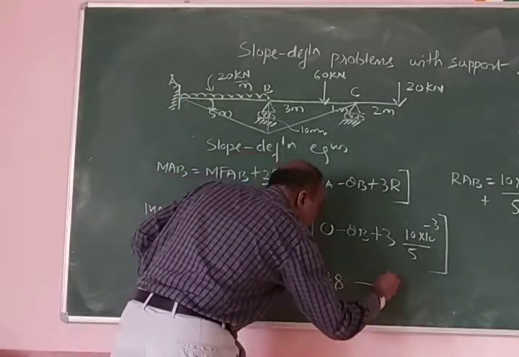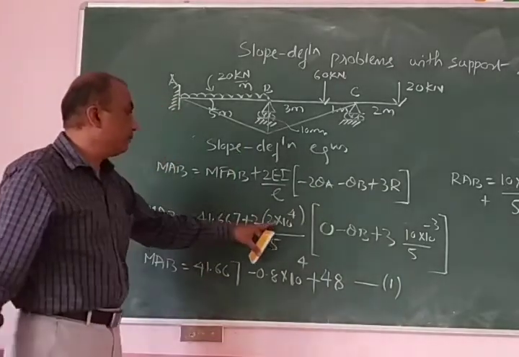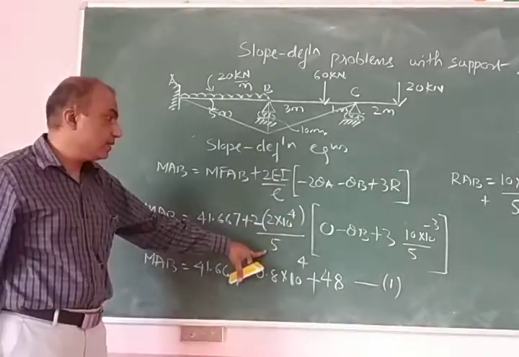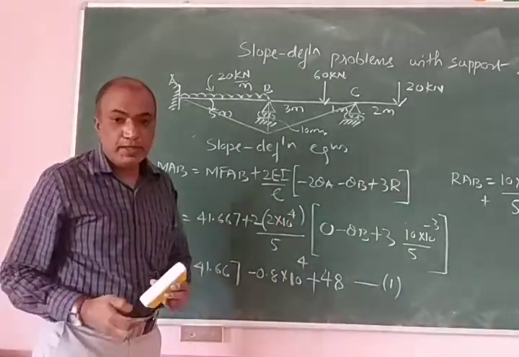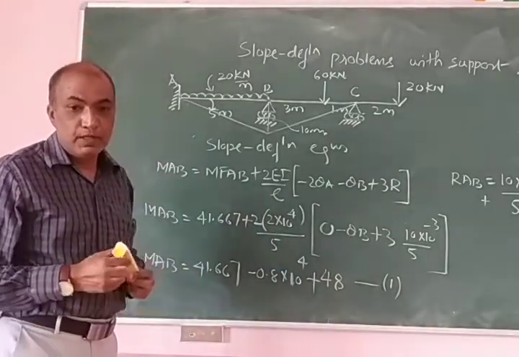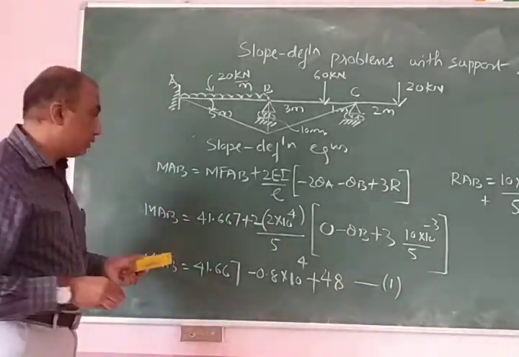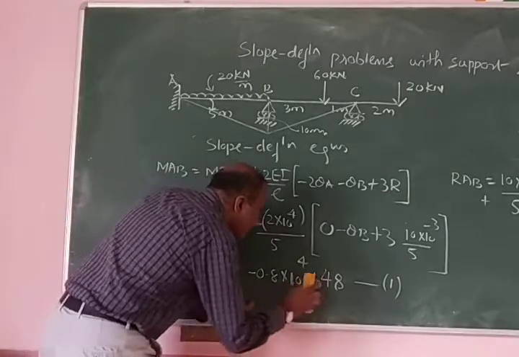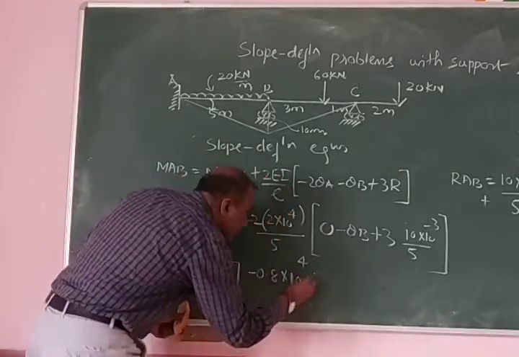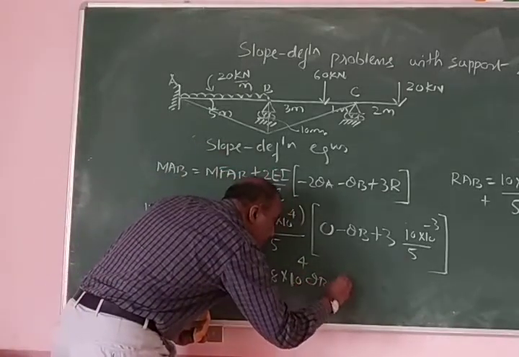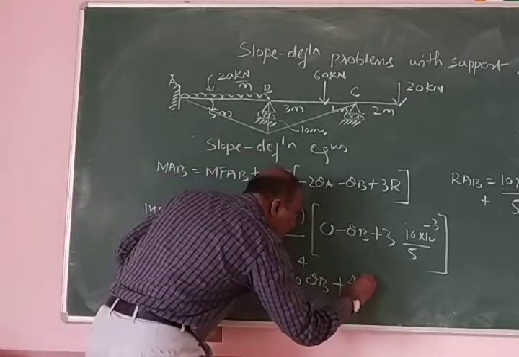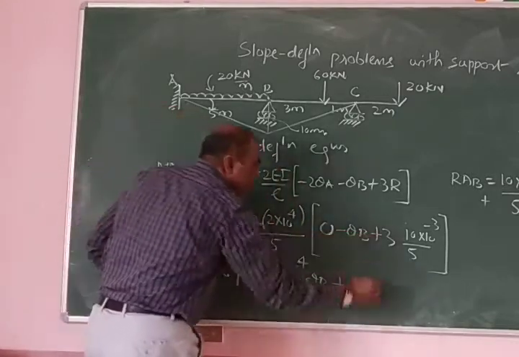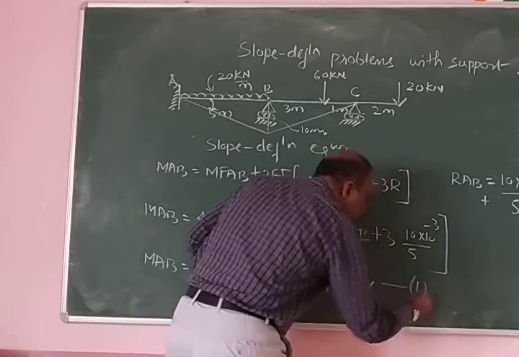2 into 2, 4 by 5 is 0.8. So MAB is minus 0.8 into 10 to the power 4 theta B plus 48. How is it 48? You just simplify this, you are going to get 48. So this is equation 1.